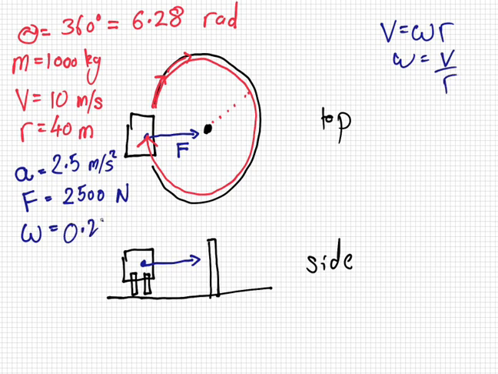0.25. What's the unit? Radians per second. So it will take how many seconds to do 1 radian? 4 seconds. Alright, now give me the time. I want the time now, of the full circle, 1 cycle. I want 1 cycle.